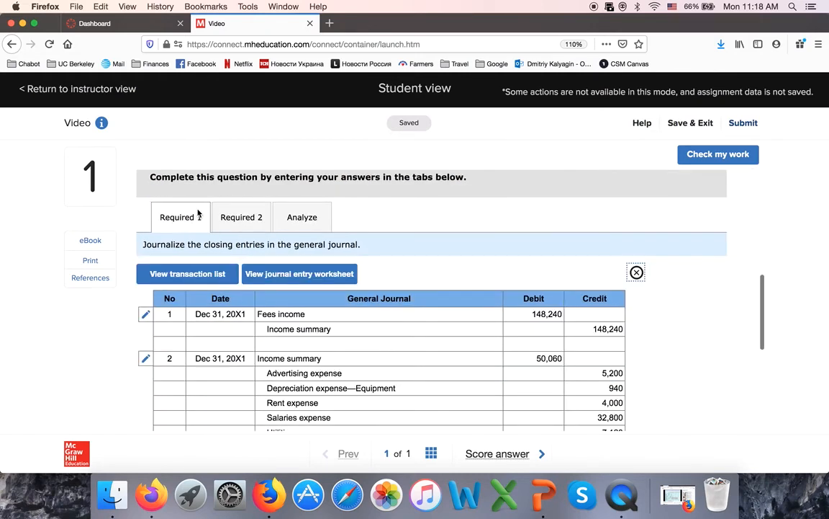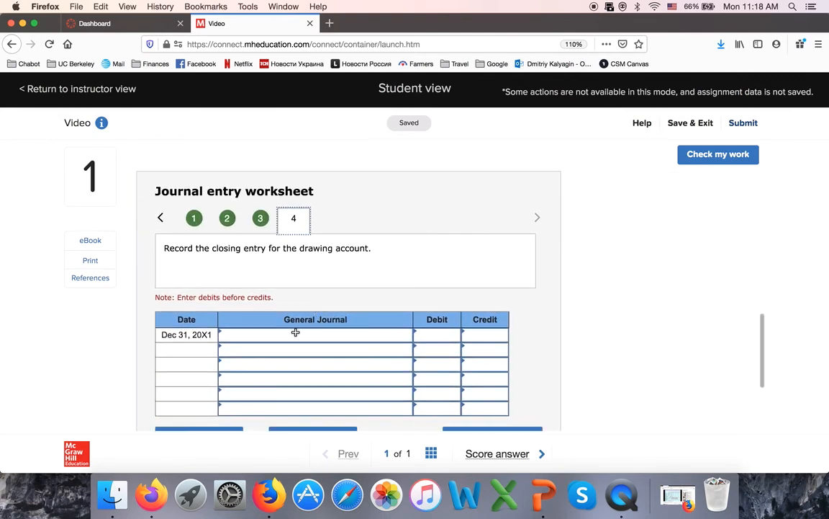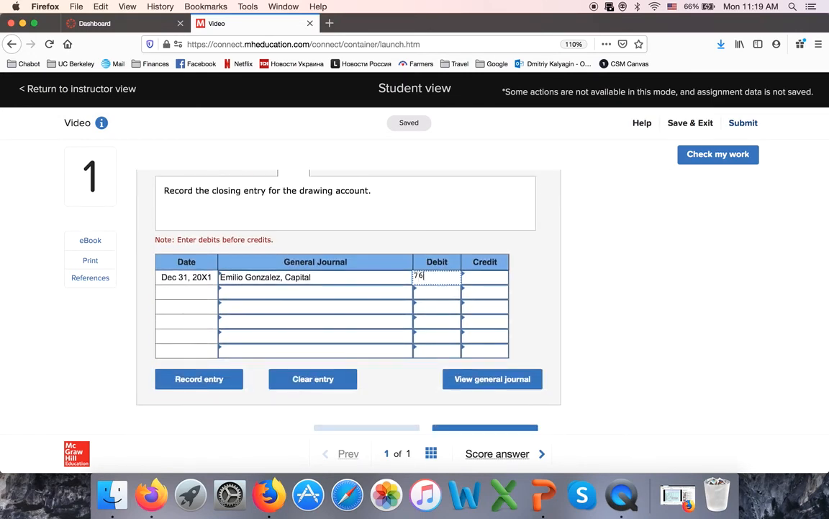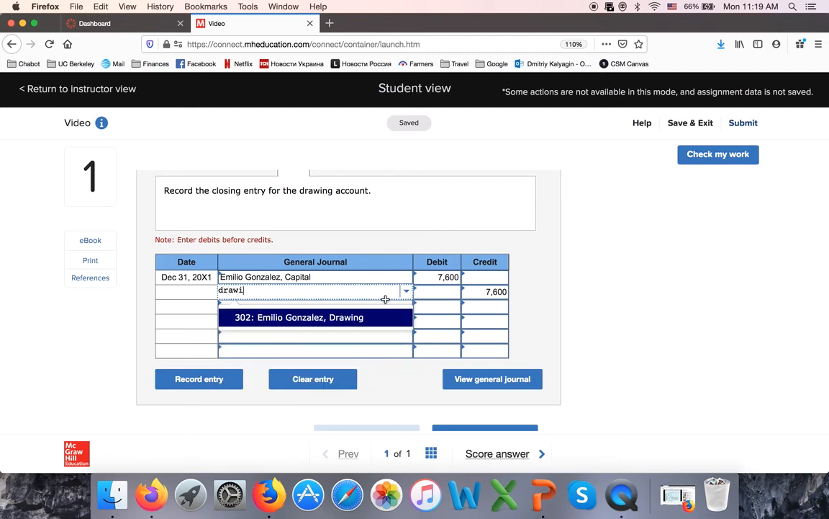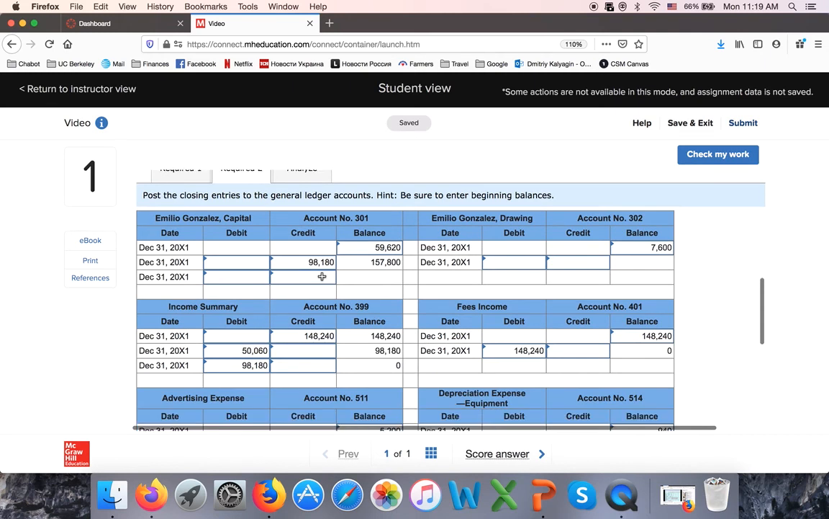All right, and let's journalize the last entry, which is we are going to close drawing into capital. So now capital will be debited because drawing decreases capital, and my amount of drawing is $7,600. And I'm going to credit drawing, which will make the account go down to the balance 0. Record the entry and then go right here. So capital is debited by 7,600. Look, the balance will go down.